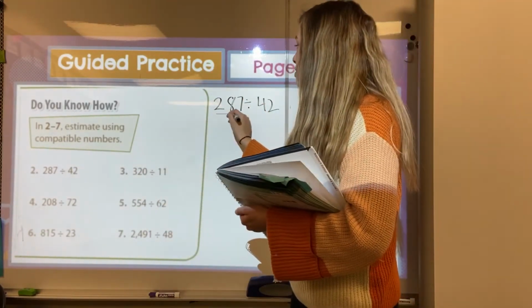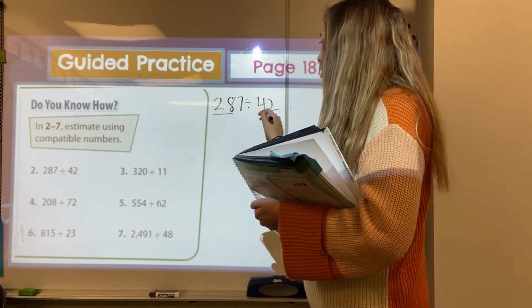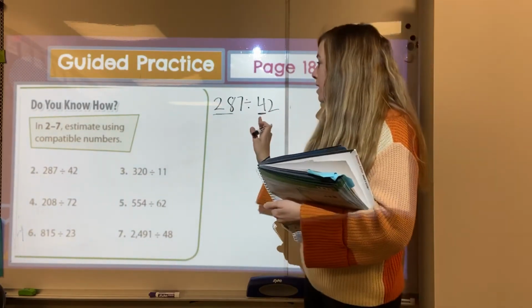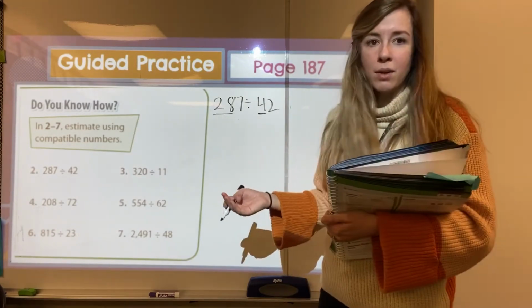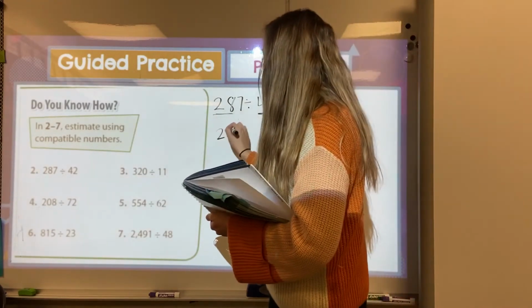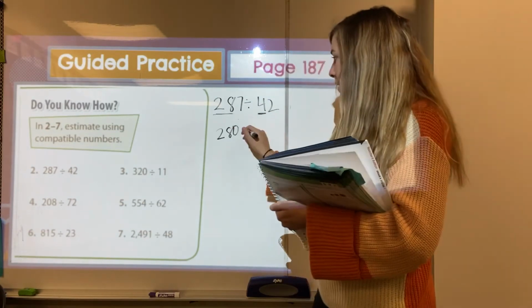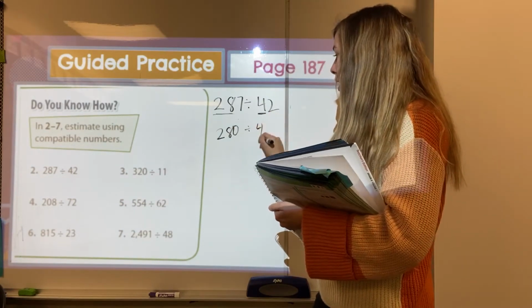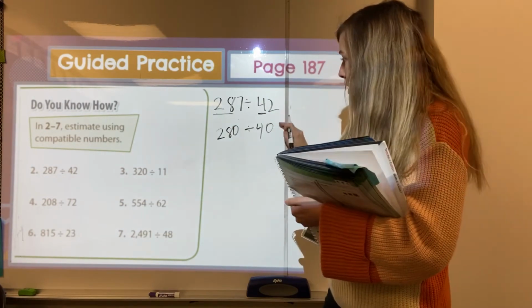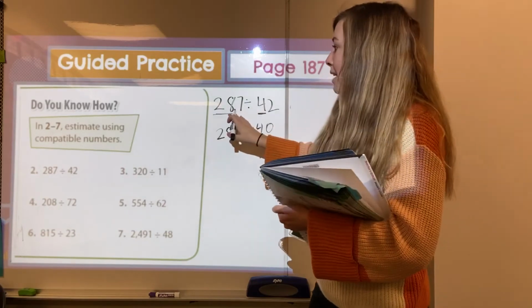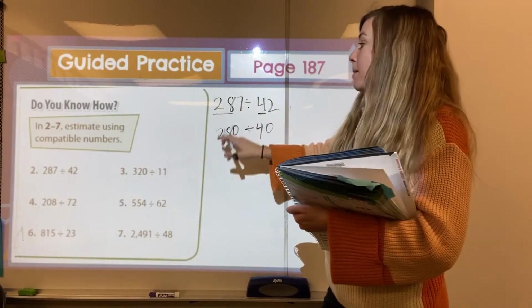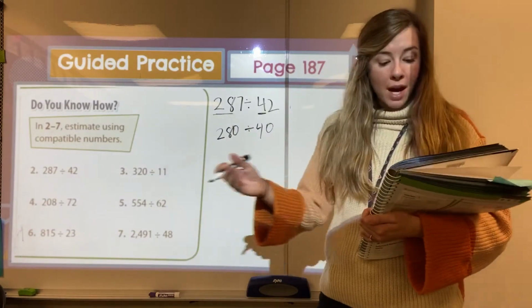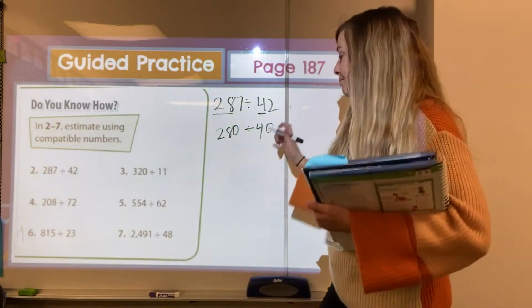I like to look at my first two numbers over here and ask myself, okay, will 4 go into 28? Well, yeah, it will. It'll go in evenly. So I might keep this 280, just drop that 7 off, divided by, drop my 2 off, 40. So 42 rounded down to 40. And 287, normally that would round up to 29, right? But because we're using compatible numbers, I rounded it down.